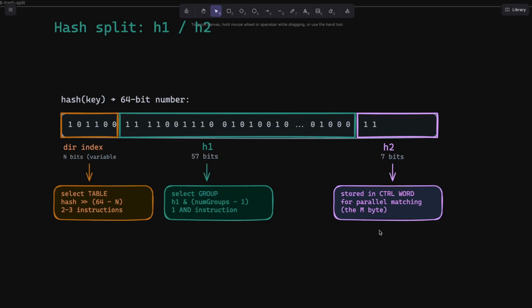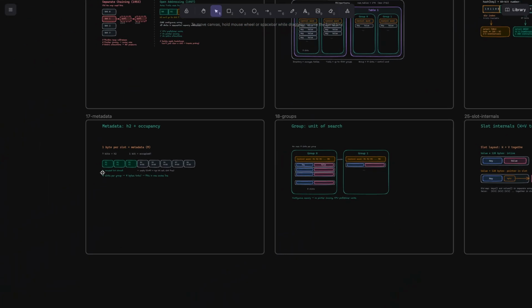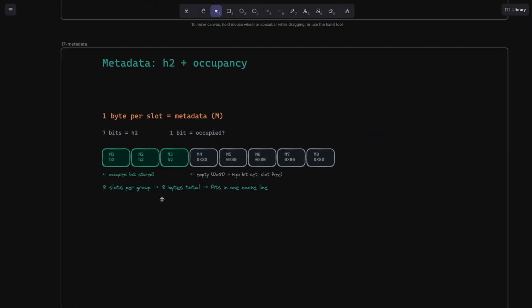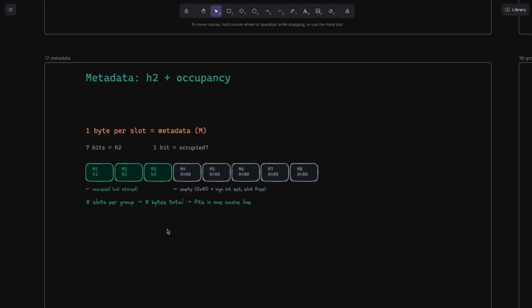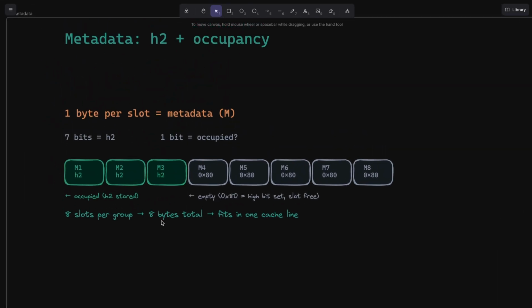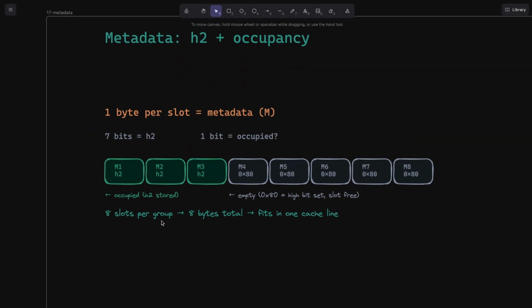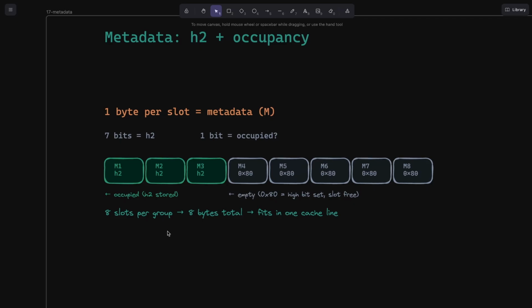So where does that 7-bit fingerprint actually live? Every slot in a group has exactly one byte of metadata, and that byte packs two things: the 7-bit H2 value and one bit that says whether the slot is occupied. A few special values matter. If the byte is between 00 and 7F, the slot is occupied, and that's the fingerprint stored inside. If it's 80, the high bit set, the slot is empty. And FE marks a tombstone, which means deleted, and we'll come back to that.